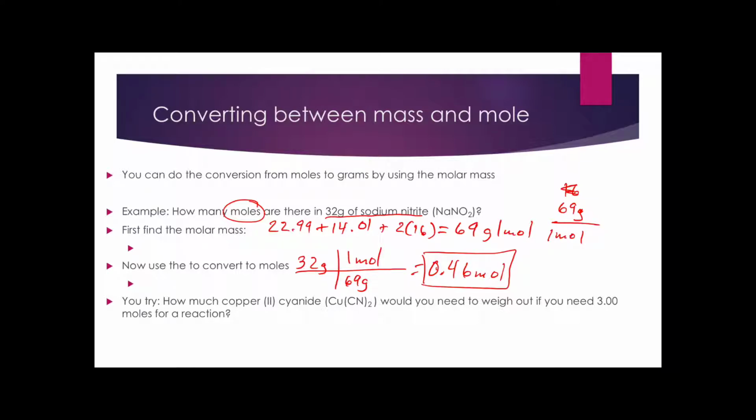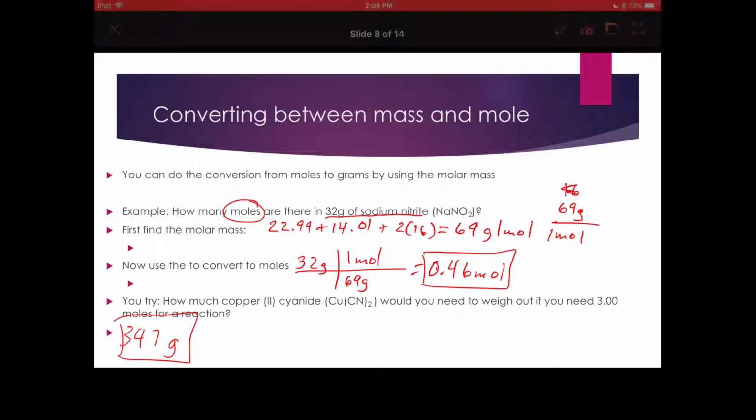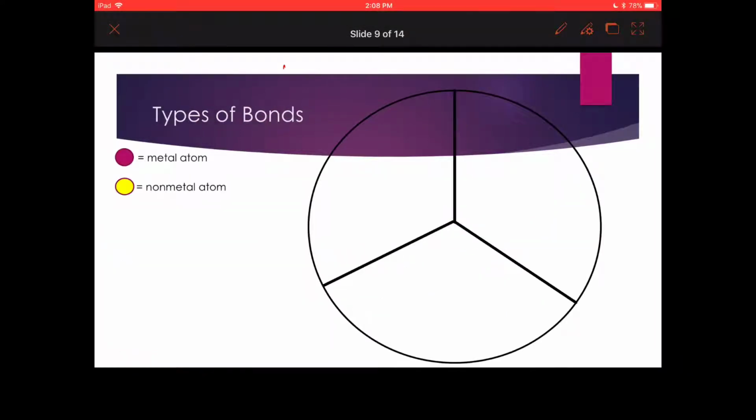How much copper 2 cyanide would you need to weigh out if you need 3 moles for a reaction? So again, pause here and solve it out, and when you come back, I'll provide the answer. All right, so you should have gotten 347 grams. Great. Compounds. Now we're going to talk about types of bonds next.